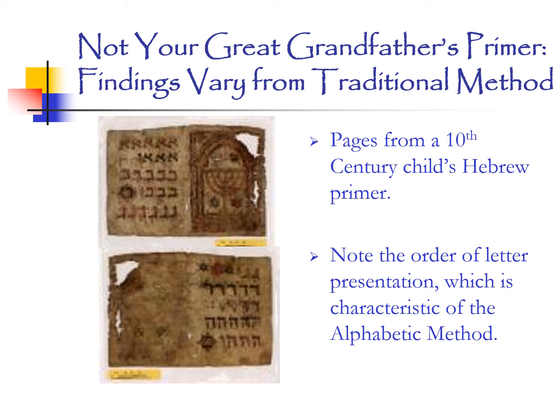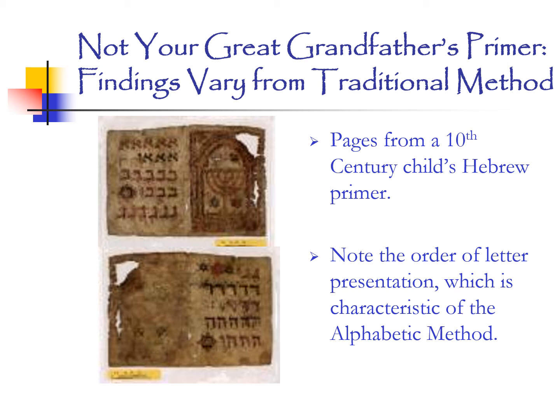So if you look at this old primer, this is from the 10th century. This is a primer that was actually found in the Cairo Geniza. And if you look at it, you can see that this is a book that actually promotes the traditional or alphabet method. The letters are taught in alphabetical order. Aleph is followed by Bet, followed by Gimel, followed by Dalet, followed by Hey.